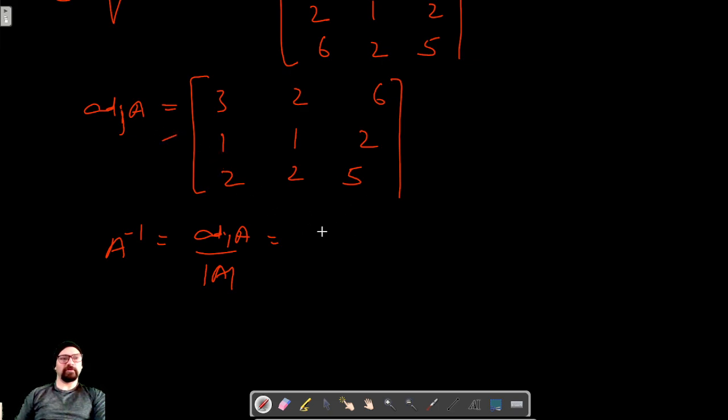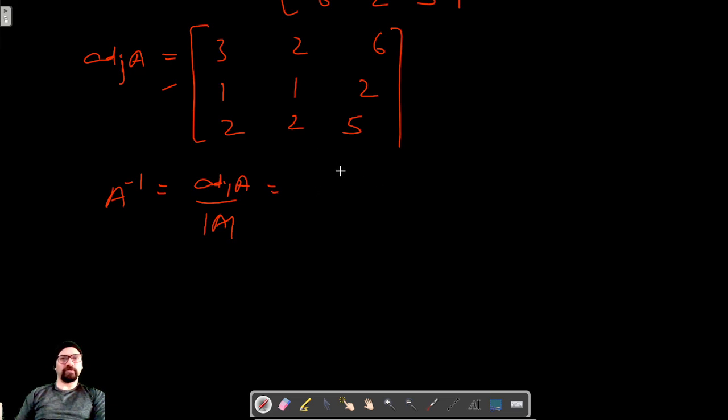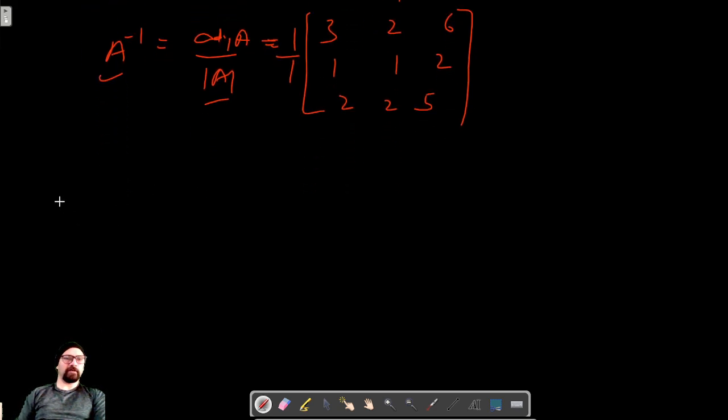So our A inverse is simply 3 2 6, 1 1 2, 2 2 5, divided by the determinant of A, which is 1. So A inverse is 3 2 6, 1 1 2, 2 2 5. And this is our A inverse.